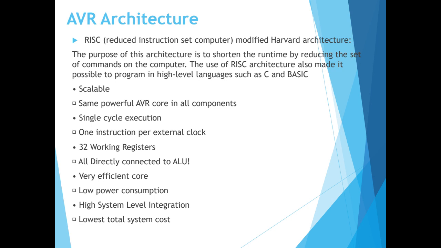About the Harvard architecture, we have two types of architecture. One of them is called RISC, or as I said, reduced instruction set computer. The other one is CISC, which is complex instruction set computing.